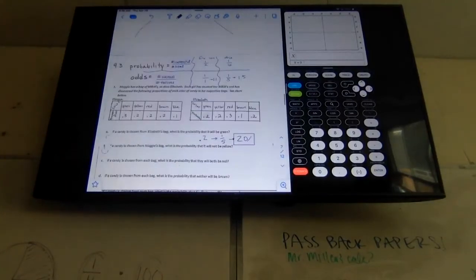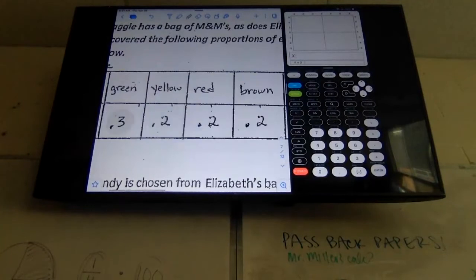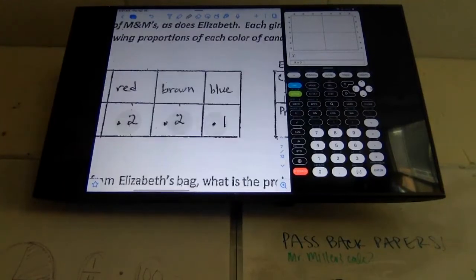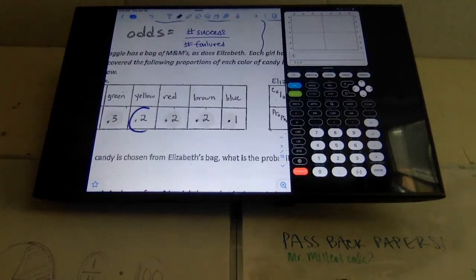What about the next one? If a candy is chosen from Maggie's bag, what's the probability it will not be yellow? So that means it could be green, red, brown, blue. Chris, you said 80%. What'd you do to get that?